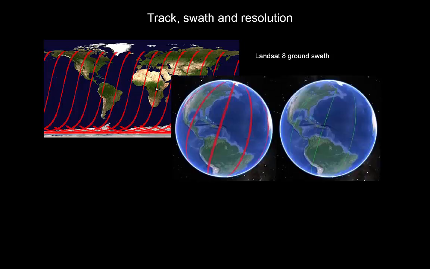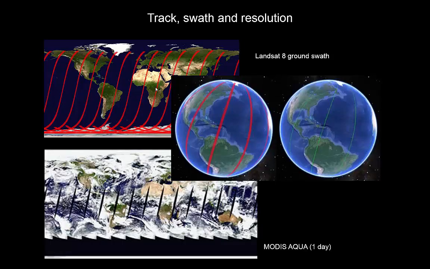Here's another way of looking at that. If you look at the MODIS satellite, which has much broader swaths and lower spatial resolution, you see that it can almost cover the whole Earth in one day, except the equator, where it skips a little bit every day. So this is a relationship between track, swath and resolution.